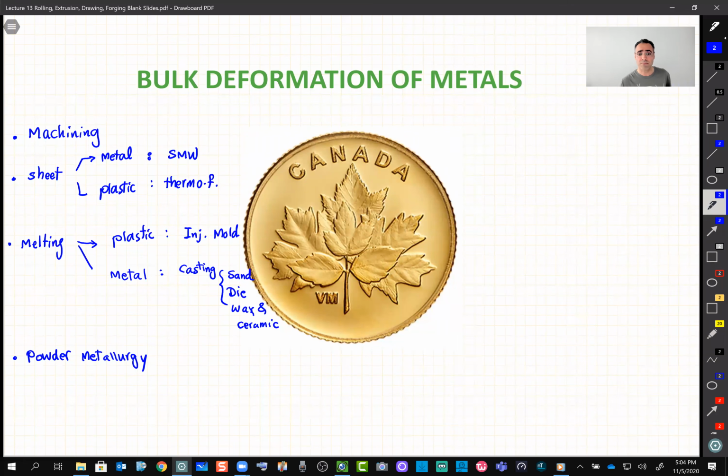With plastic, of course, we don't want to make a coin out of plastic. And casting probably is not a very economical way to make coins because the process is slow and maybe it involves a lot of waste. And with powder metallurgy, maybe we are not able to get the fine and detailed shape that we want. So as you can see, none of these processes are useful to make coins.